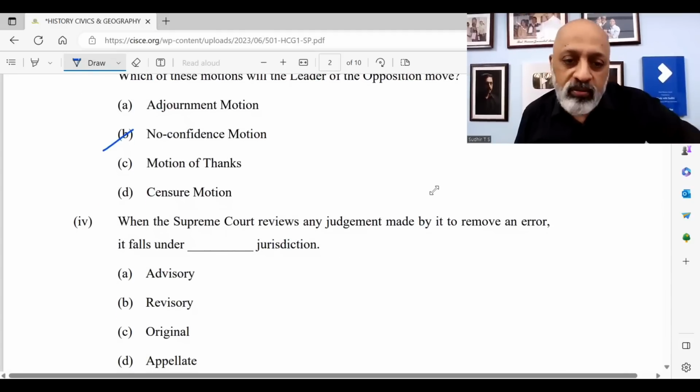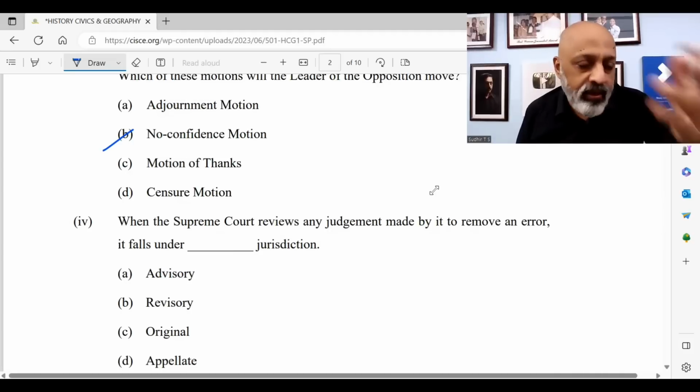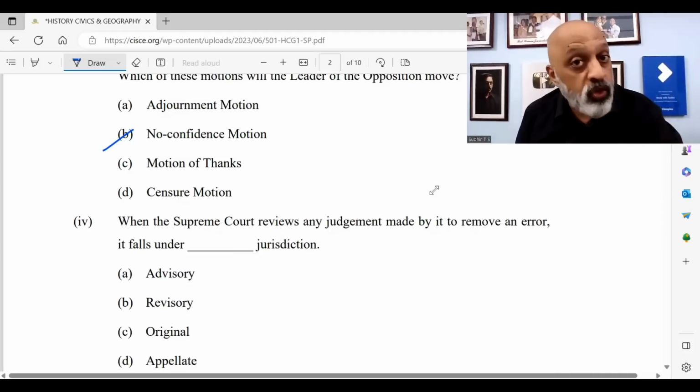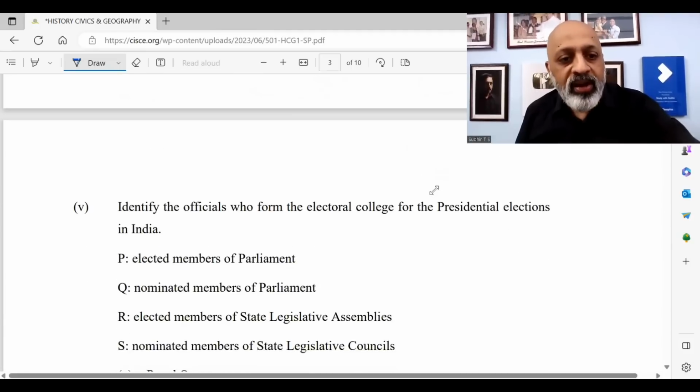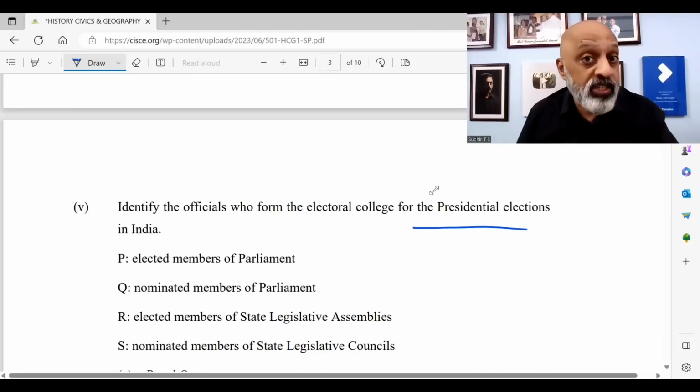When the Supreme Court reviews, so it's not like all the 16 are application based. Some of them are, at least I think easily 50 to 60% of them are. When the Supreme Court reviews any judgment made by it to remove an error, it falls under the revisory jurisdiction. Identify the officials who form the electoral college for the presidential election. Same question can come even for the vice presidential election.